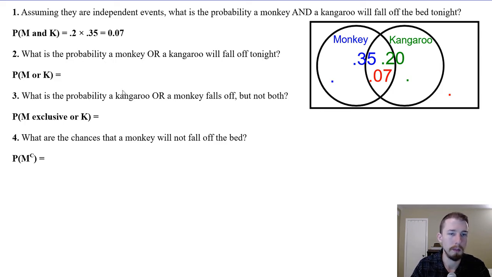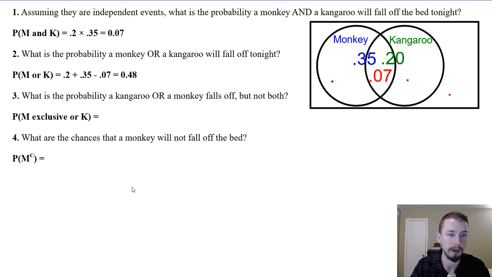What's the probability that a monkey or a kangaroo will fall off tonight? So we want to add those probabilities, the 35% plus the 20%. But the problem with just adding those together is that that would actually count the intersection of those two twice. The probability that on any night both of them, a monkey and a kangaroo, would have fallen off. So we have to subtract that overlap, which was counted twice, which is 7%, leaving us with 48%.